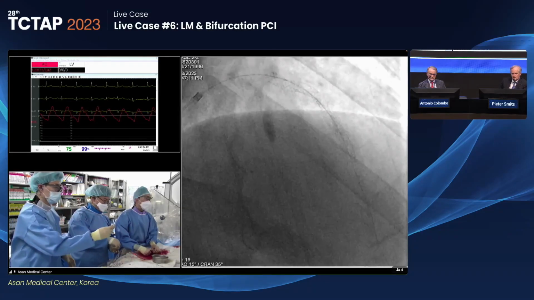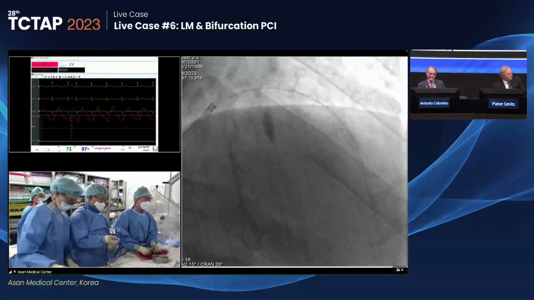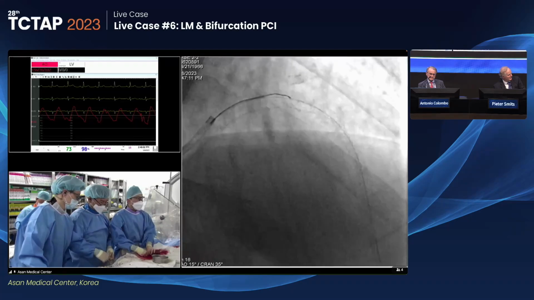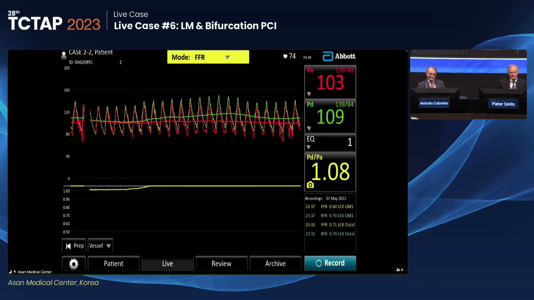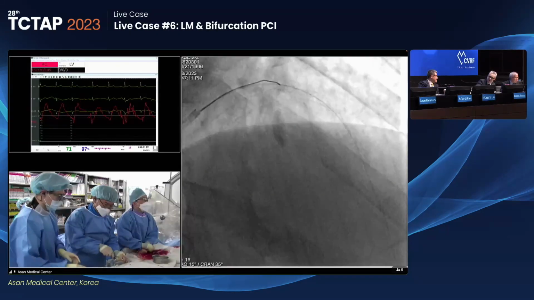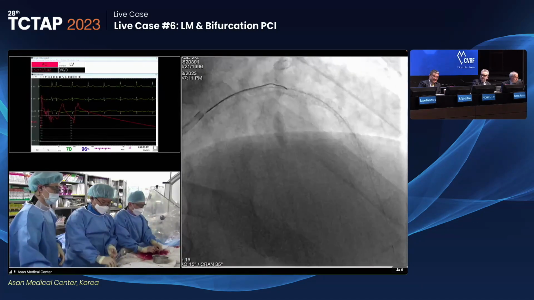This is the FFR wire. It would be interesting. Who thinks it's going to be positive? Who thinks it's going to be negative? Namas, what do you think? I think it's probably going to be negative, but I would still fix it, because you've got a positive IVUS. Your MLA on IVUS is positive, so if the FFR is discordant, I'll still go for zeroing.